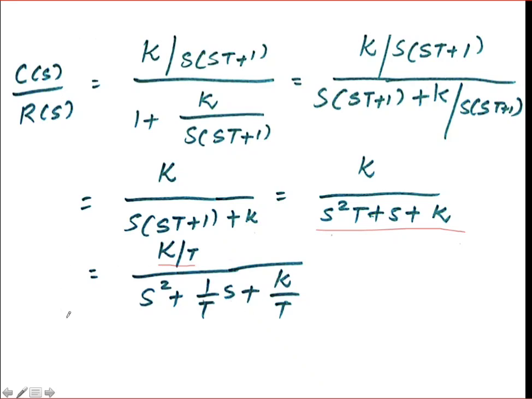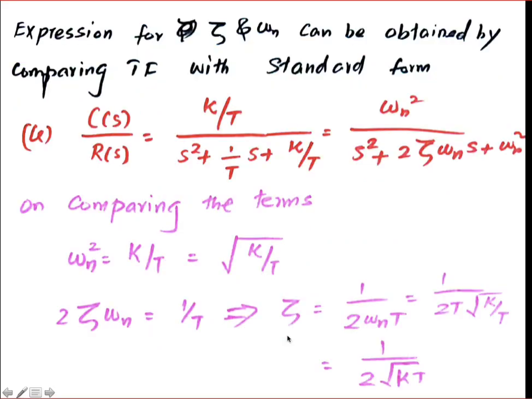So this is the closed loop transfer function. Now we have again the second step. We are going to equate the closed loop transfer function with the standard formula to find out zeta and omega n.